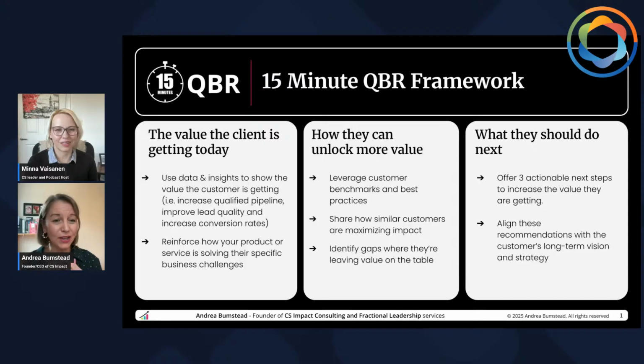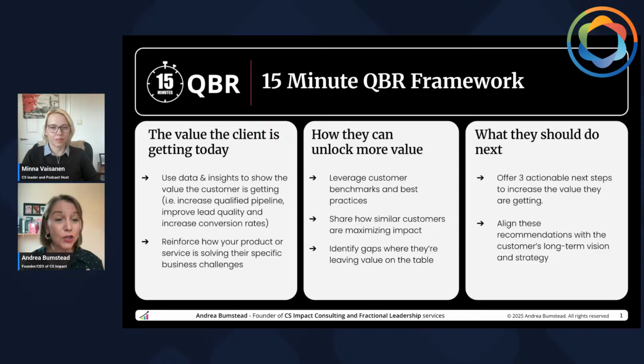It's really simple. You just touch on the value the customer or the client is getting today. So you want to use data and insights to really show that value. If you're a marketing organization, that would be increased qualified pipeline or improved lead quality or increased conversion rates, right? So whatever is specific to your customer, the problem that you solve, the value you're delivering, if you can quantify that, right? And of course, you want to reinforce how your product or service is solving your customer's specific business challenge. And then next is how do they unlock more value?